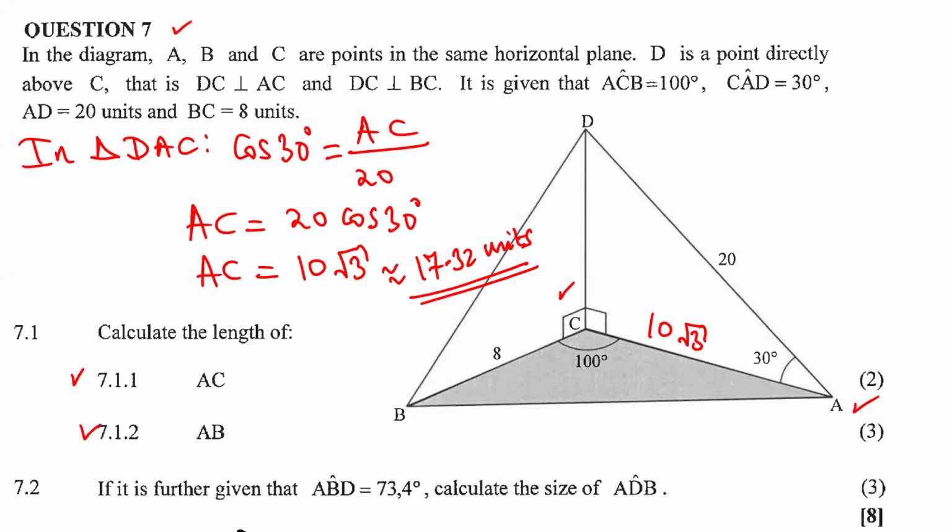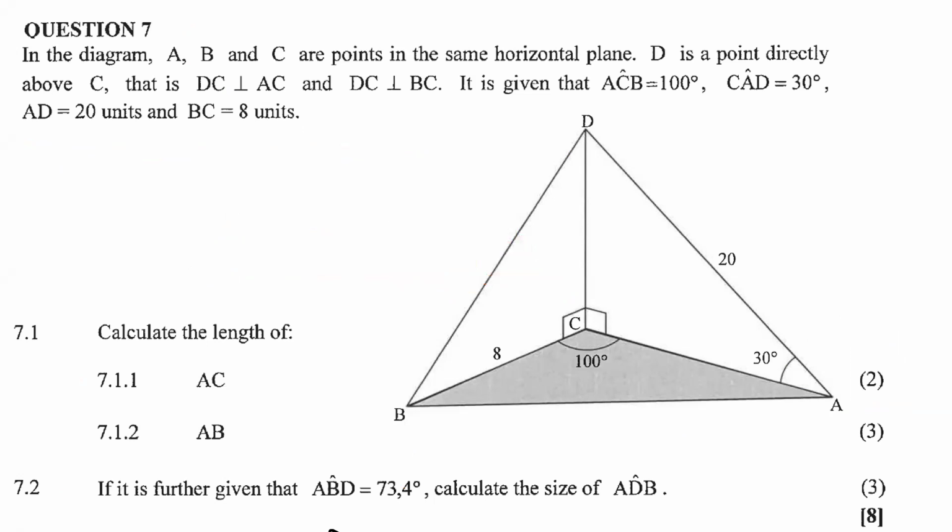What is the length of AB? At this point, we know that AC is 10 root 3 units. We want to find the length of AB. Here it's A and here it's B. We want to find the distance from A to B. Who can find the length of AB?